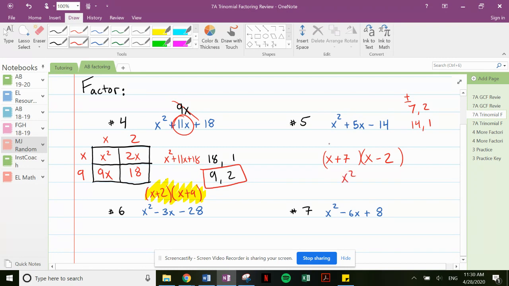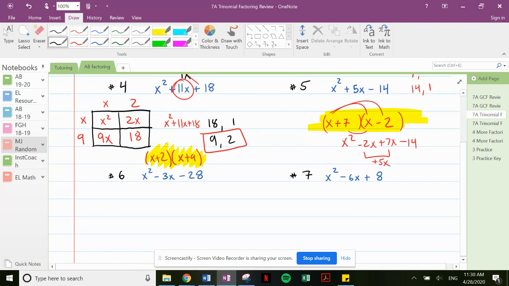That's going to give me x squared minus 2x plus 7x minus 14. In the middle there, that's my positive 5x, which is what I want. So I know that the correct factored form is x plus 7 times x minus 2. And again, if you wrote that as x minus 2 and x plus 7, that's fine. Just make sure the 7 is positive and the 2 is negative.